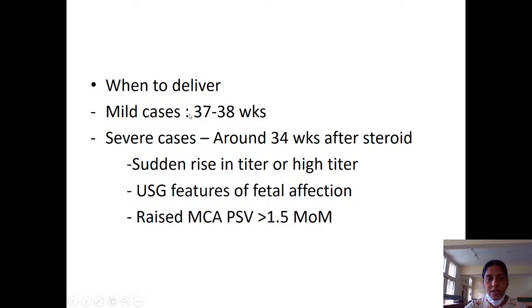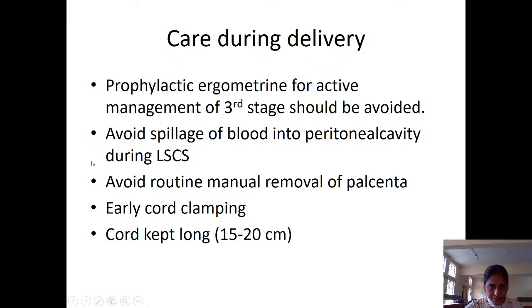In each case, around 37 to 38 weeks you have to deliver, or if there is any sudden rise in titre or high titre, or the MCA is raised, deliver earlier. Care during delivery: prophylactic active management of the third stage. Avoid spillage of blood into the peritoneal cavity during cesarean section. You have to avoid routine manual removal of the placenta.